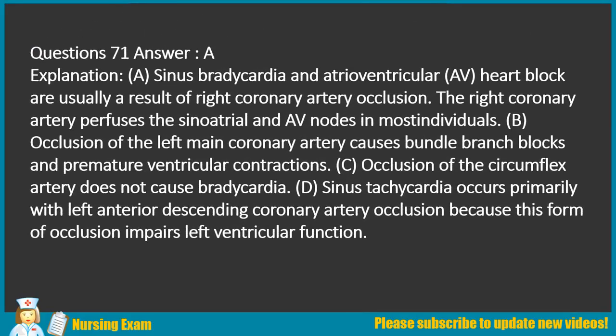Question 71. Answer, A. Explanation. A. Sinus bradycardia and atrioventricular AV heart block are usually a result of right coronary artery occlusion. The right coronary artery perfuses the sinoatrial and AV nodes in most individuals. B. Occlusion of the left main coronary artery causes bundle branch blocks and premature ventricular contractions. C. Occlusion of the circumflex artery does not cause bradycardia. D. Sinus tachycardia occurs primarily with left anterior descending coronary artery occlusion because this form of occlusion impairs left ventricular function.